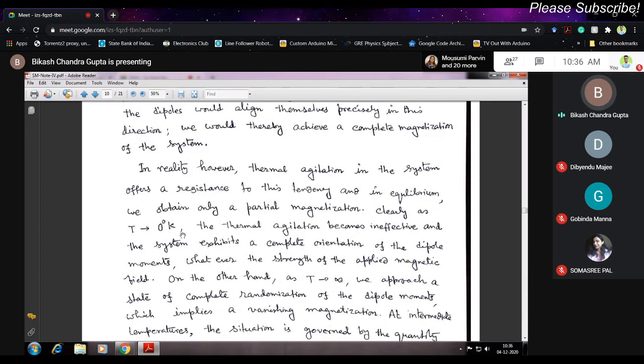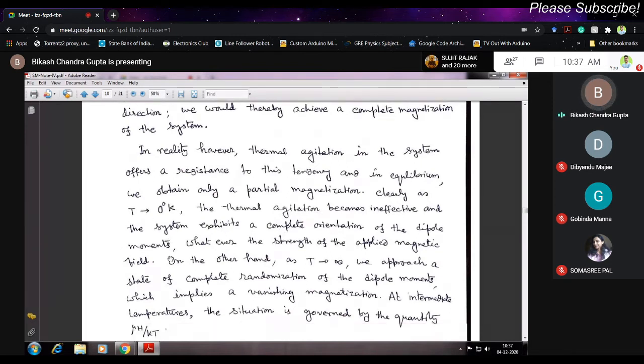Clearly, as T tends to 0, if there is a 0 degree Kelvin temperature, then physically you can understand that there is no thermal agitation, and therefore all the particles, even with a tiny amount of field strength, will align in the direction of the magnetic field. The thermal agitation becomes ineffective, and the system exhibits a complete orientation of the dipole moments, whatever the strength of the applied magnetic field is, and that is what I was explaining.